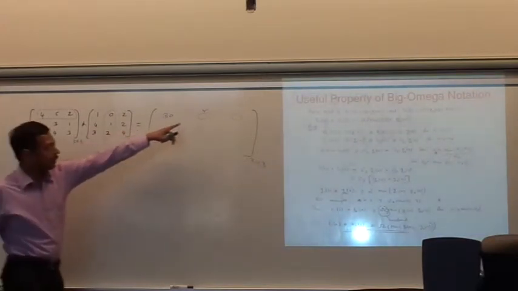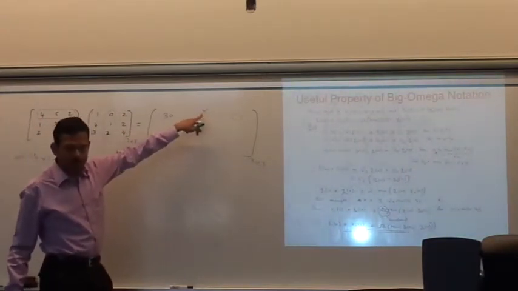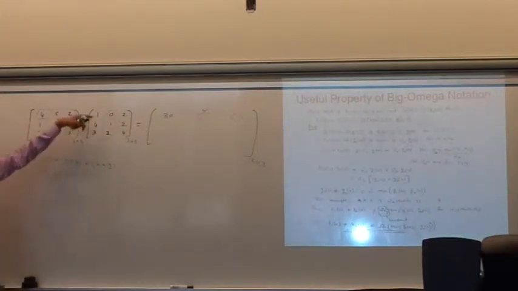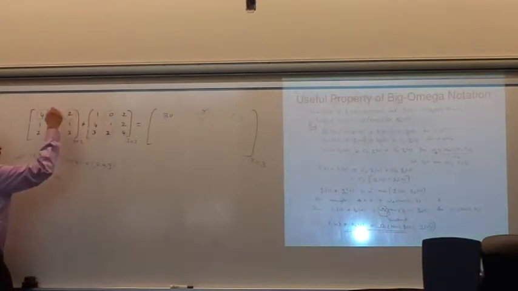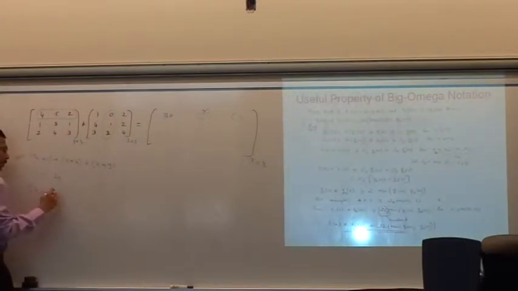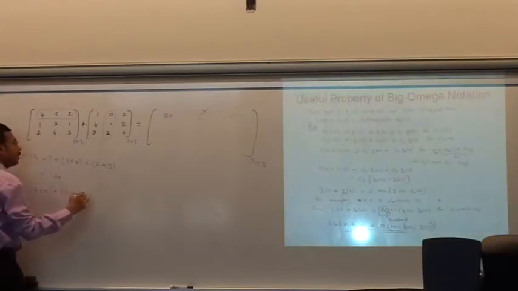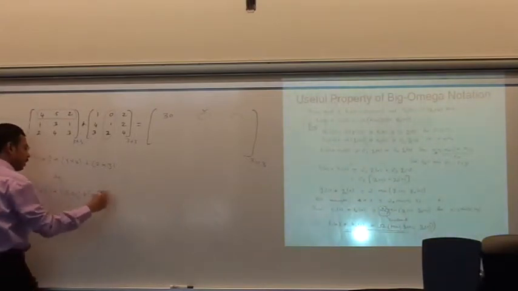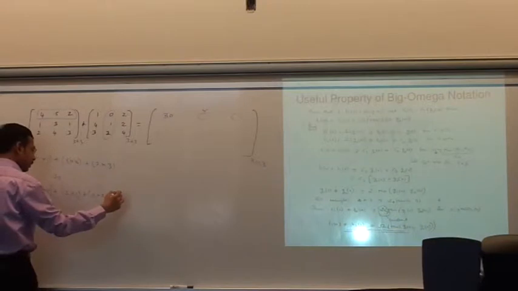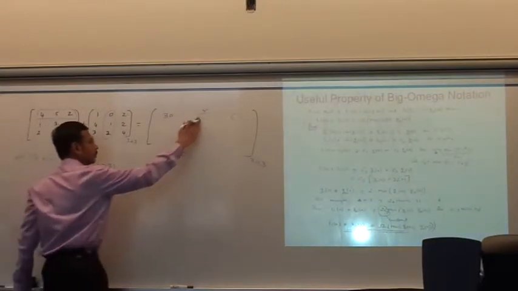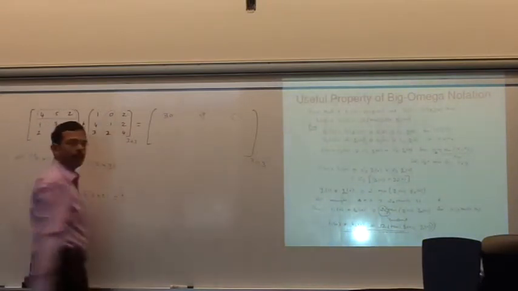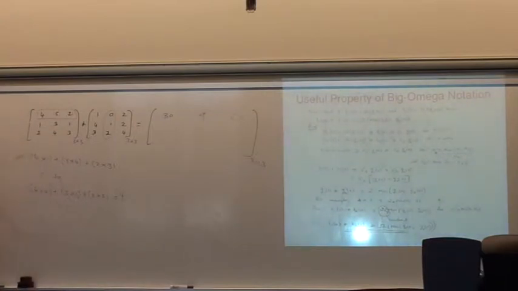This is what? First row, second column, right? So you have to do first row multiplied by second column. So 4 times 0 plus 5 times 1 plus 2 times 2. That's going to be 9. Okay? Clear? Anyone tell how to get the first row, third column there?